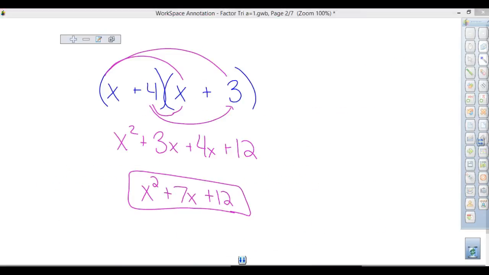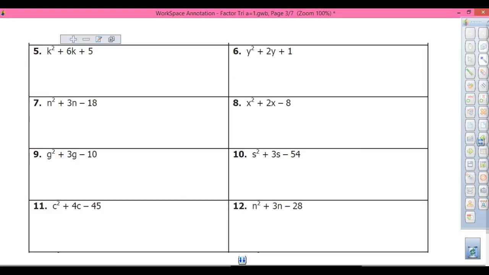Alright, let's talk about some sign stuff. Let's look at number 7. What do I have to multiply together to get to a negative? My numbers have to be a what and a what? It has to be a positive and a negative. So I'm going to have a positive and a negative, and together they're going to add up to a positive 3. So how can I get to 18?